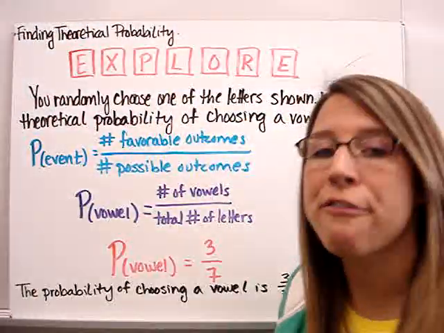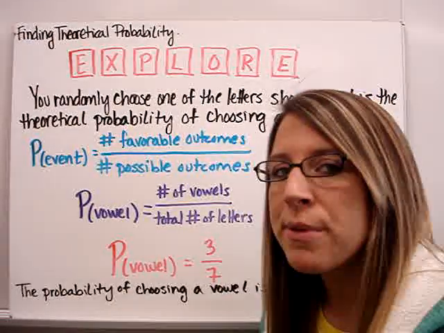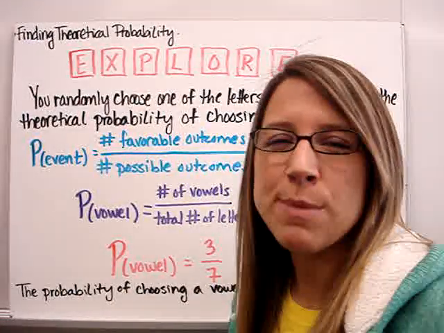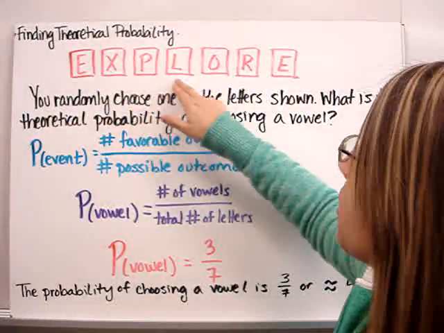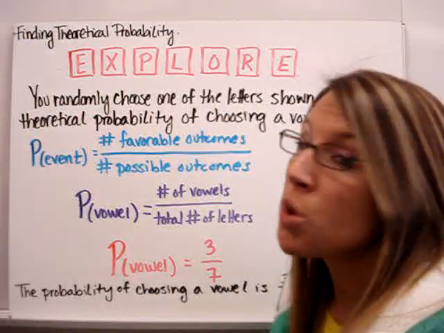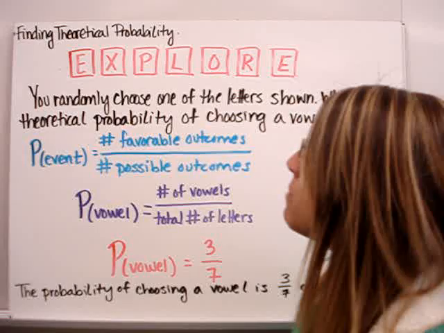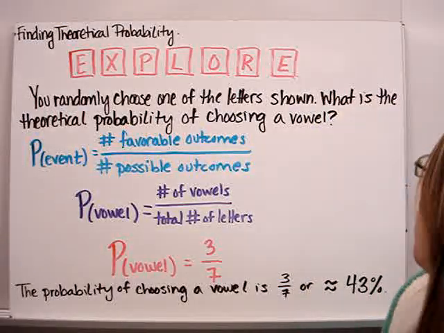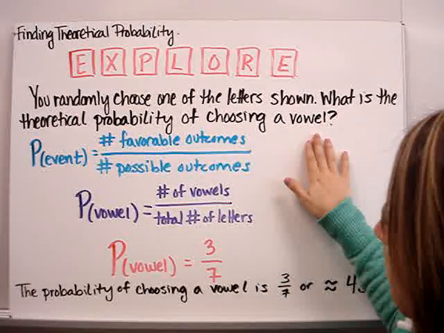So we're going to use that formula, which I've also put here, to find theoretical probability. Actually might turn out to be simpler than you imagine. So I've got these letter tiles. They spell out explore. There are 7 letter tiles. Let's say you randomly choose one of the letters shown. What is the theoretical probability of choosing a vowel?